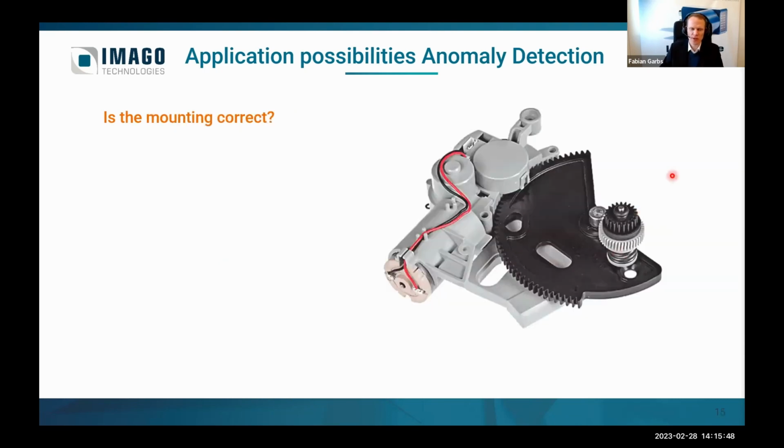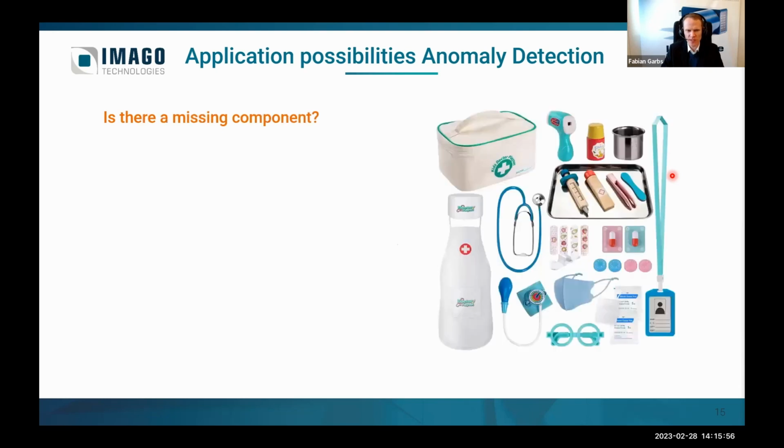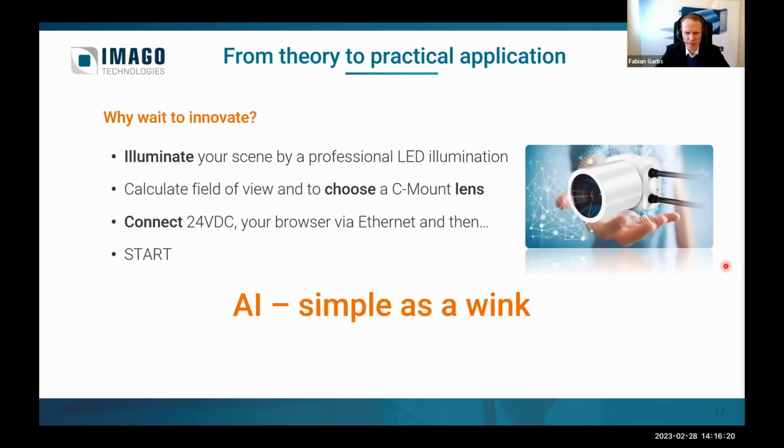Of course, also in the mounting area, where you mount your products. And the last example is to check for completeness. So, is the set of my product complete, or am I missing some specific small pieces which I cannot see directly with my eye? So far to the ideas of applications. The last slide is from theory to practical application.